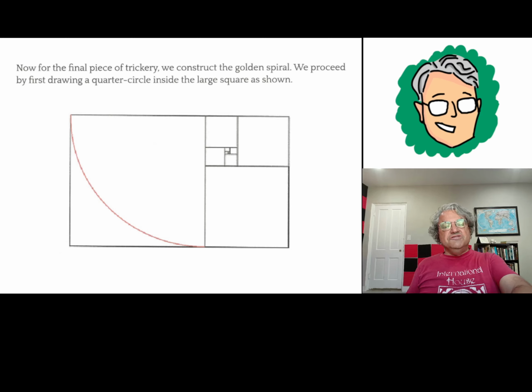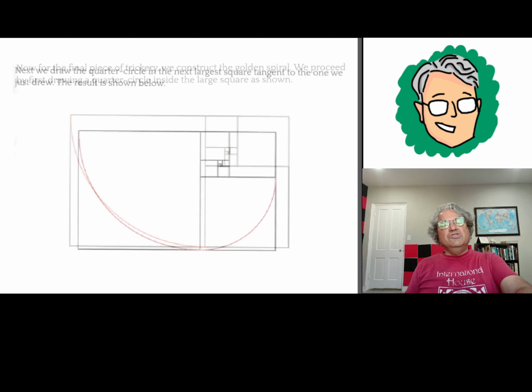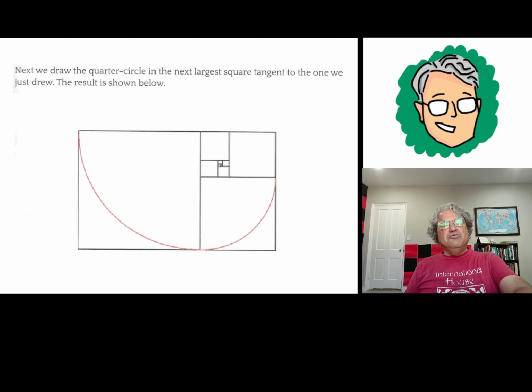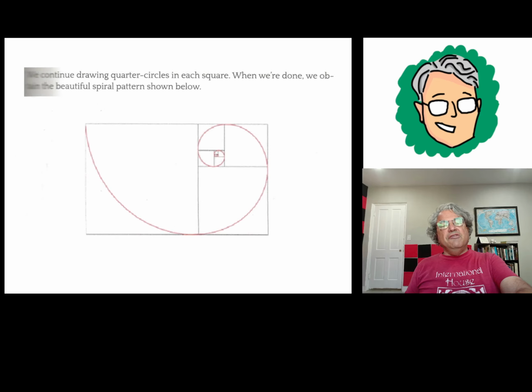And now there's no reason to stop with just one square. We can do the same thing for the next square. Now we've got two arcs. And then we can keep going, and we can do this infinitely many times. And when we're done, we're left with this beautiful red spiral pattern, which is called the Fibonacci spiral. It's not quite the same thing as the golden spiral, but it's a pretty good approximation.